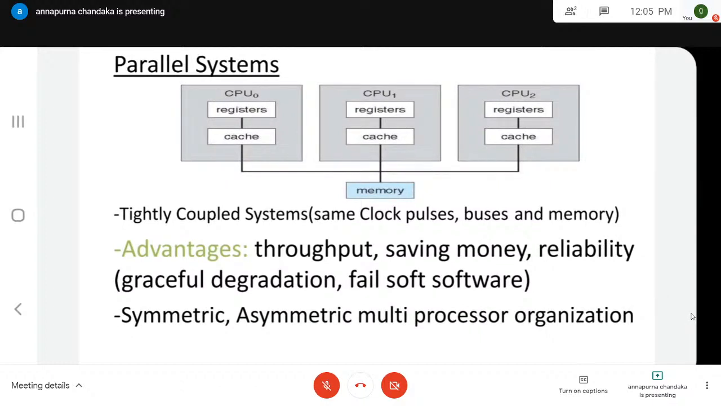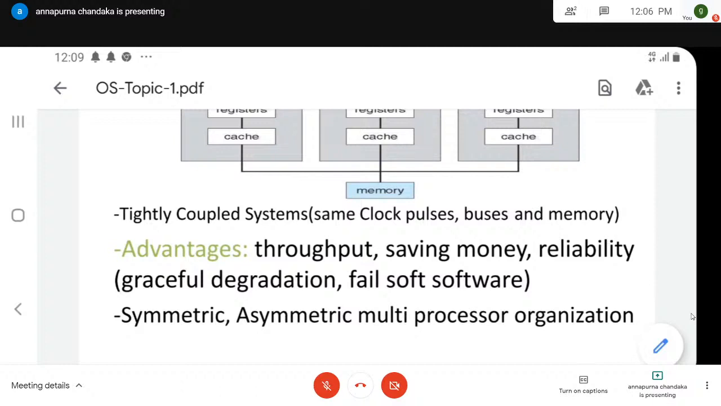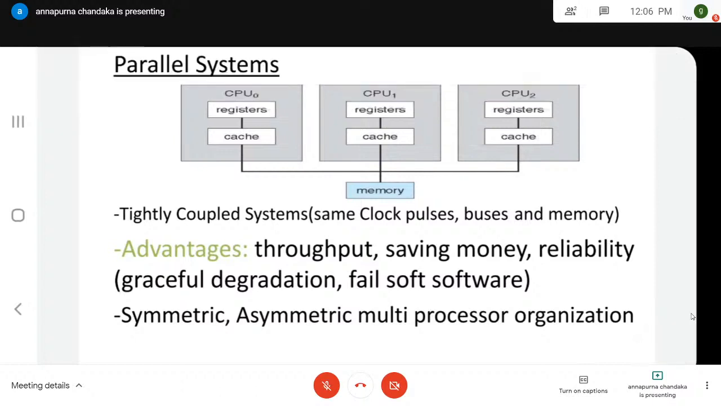Now these parallel systems, or multiprocessor systems, are classified into two categories: symmetric multiprocessor organization and asymmetric multiprocessor organization. What do you mean by symmetric? If all the CPUs are of the same type of configuration, for example a server equipped with 10 processors, all 10 being i3, then it is called symmetric multiprocessor organization. All the processors have the same configuration.